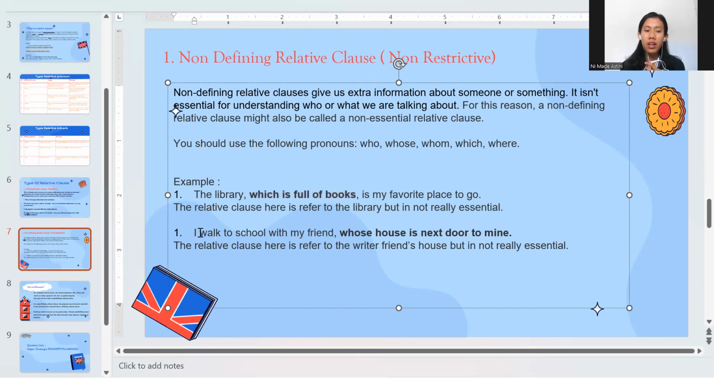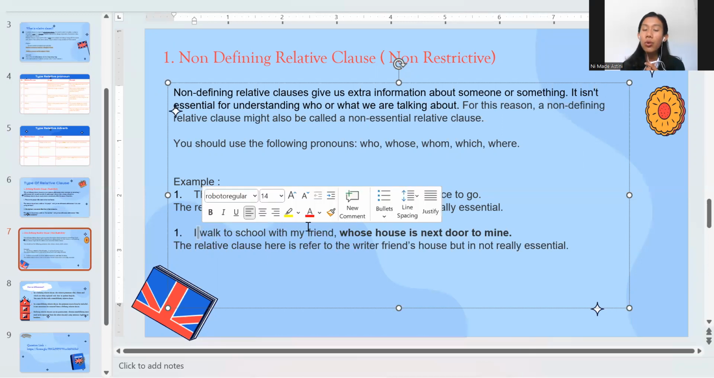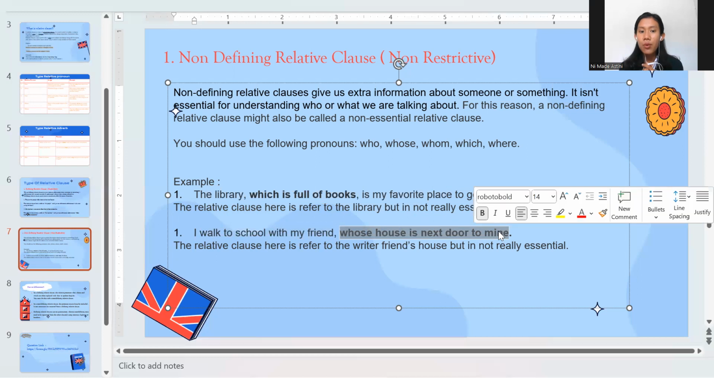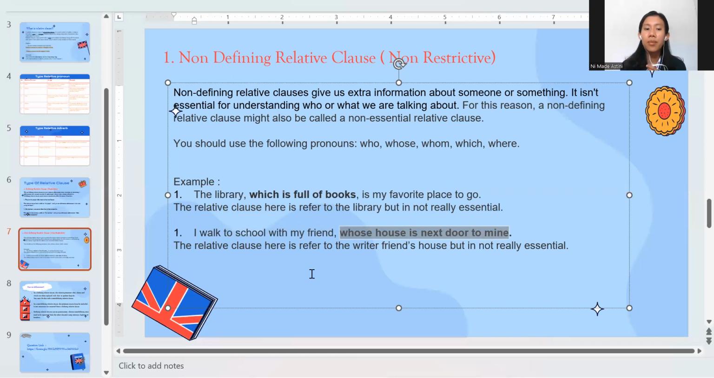Same as number two, I walk to school with my friend, whose house is next door to mine. So whose here is referred to the location of her friend's house. But without this part, whose house is next door to mine, we can still understand that the meaning of the sentence is the writer walked to school with her friend.